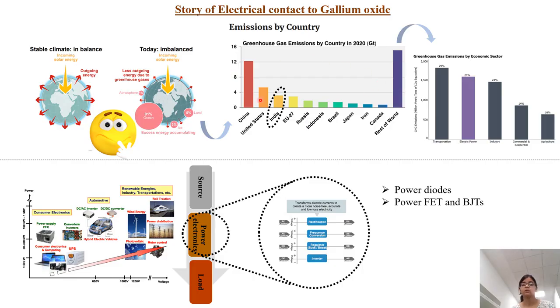According to IPCC 2020 data, these are the top 10 countries which are major producers of greenhouse gases. The greenhouse gas contribution comes from transportation, electric power, industry, and agriculture. A viable solution to reduce these greenhouse gas emissions is by using efficient consumer electronic devices, hybrid electric vehicles, and by adoption of renewable energy.